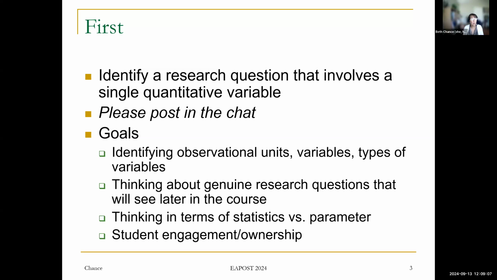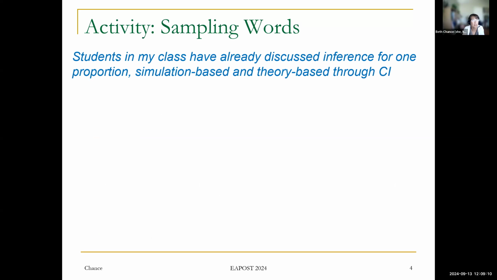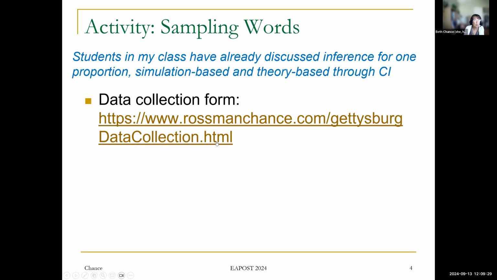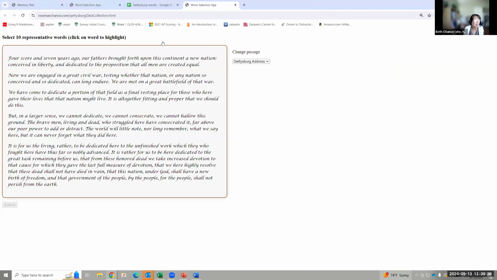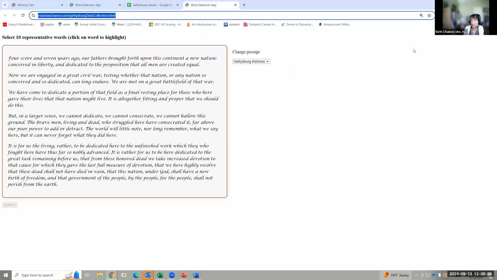So as I say, I want to focus today on an activity about sampling words. Students in my class have already discussed inference for one proportion, both simulation-based and theory-based. So this is already a few weeks into my term, and we've done everything in terms of one proportion all the way through confidence intervals, and even a little bit on power and so on. And then I'm going to try this a new way with you all, and you can give me some feedback on how it works. And I'm going to see if I can put this link in the chat as well.